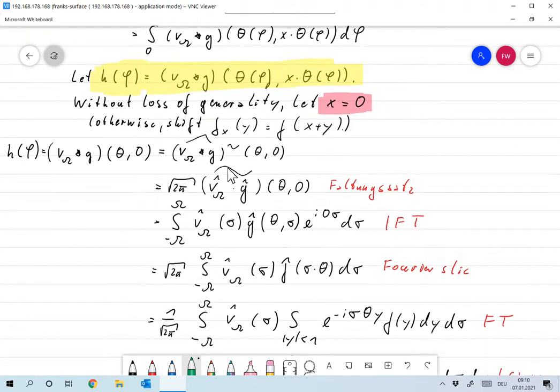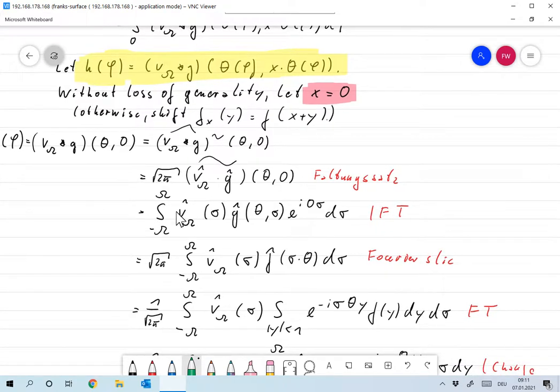Now I take the inverse Fourier transform over here. So I plug in the definition of the inverse Fourier transform. That gives something like 1 over square root 2 pi, so this one cancels over here. And it's an integral over R of v omega hat of sigma, g hat of theta and sigma, e to the i 0 times sigma d sigma. That's with respect to the second argument over here. And since everything is omega band limited, I can restrict the integration here to the range from minus omega to omega.